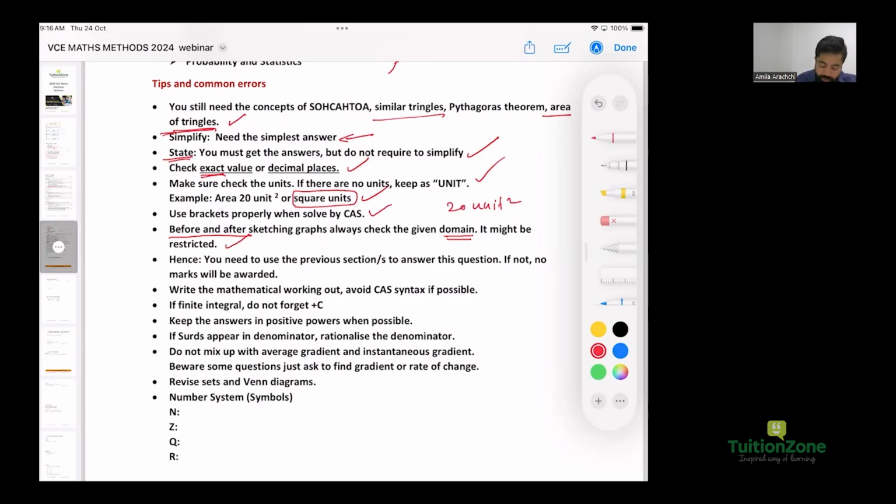This one, "hence". What is the meaning of hence? Usually it's not the first part of a question, but the second part or afterwards. If you see the word hence, you must use the previous result somehow. If you use a different method, even if you get the right answer, no marks are given, because it clearly says hence. You should use the previous step. Some questions might say "hence or otherwise". If it says hence or otherwise, you can use the previous result or any other method. So be careful, read clearly which one they're really asking.